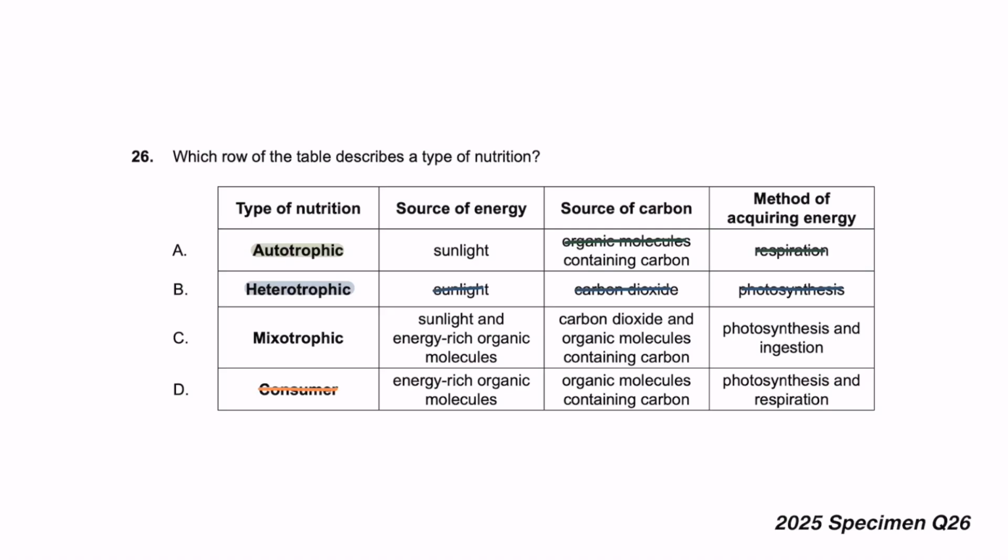Consumer is not a type of nutrition. It refers to a niche in a food chain. Mixotrophic nutrition means organisms use both autotrophic and heterotrophic nutrition to obtain energy and carbon.